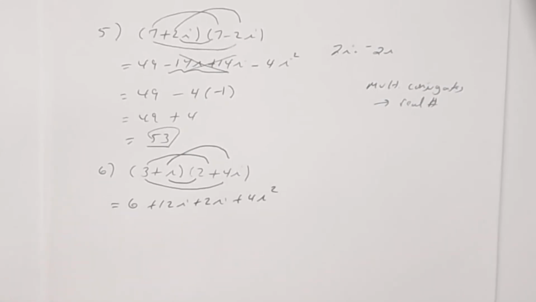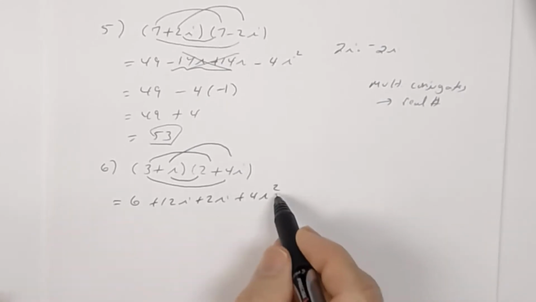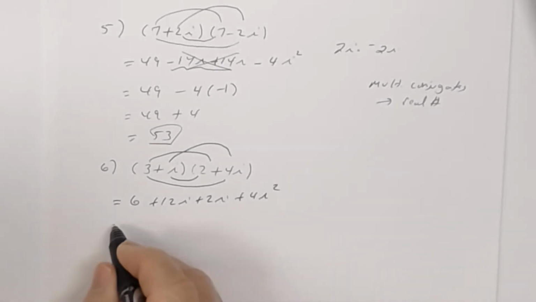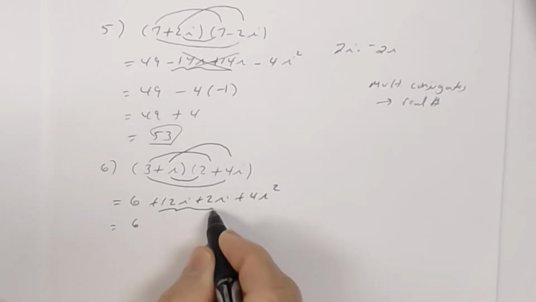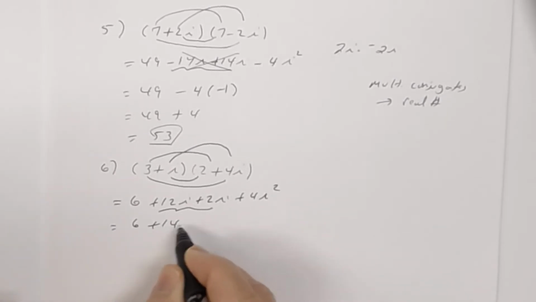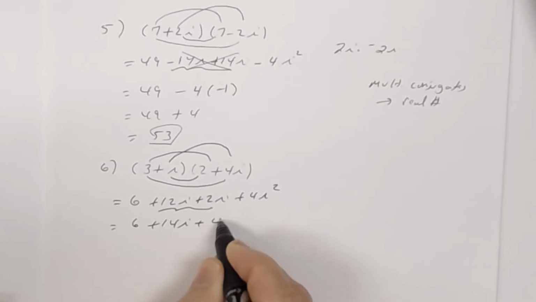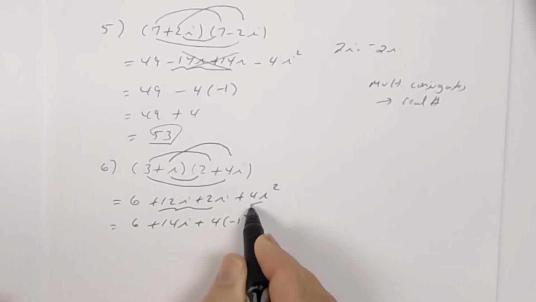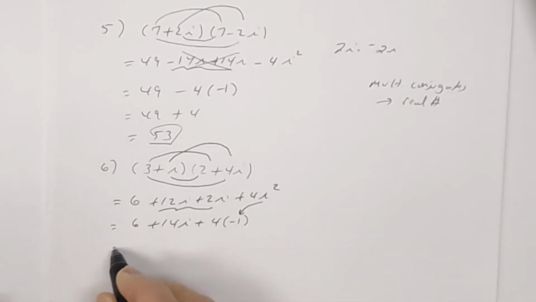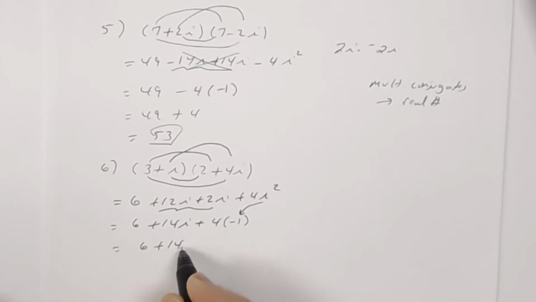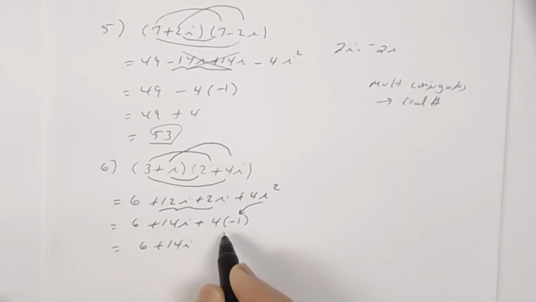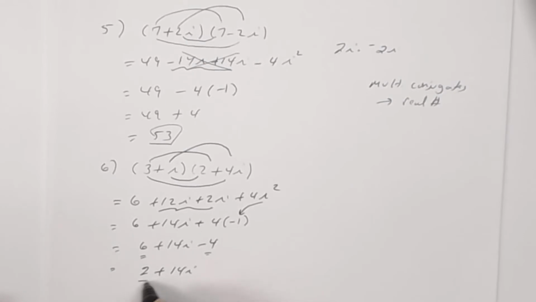Okay, so now let's go ahead and combine like terms and keep in mind that i squared is equal to negative 1. So we get 6. 12i plus 2i is 14i. Plus, and then 4 times negative 1, because remember, i squared is equal to negative 1. So I get 6 plus 14i, a positive 4 times a negative 1 is a negative 4. And then combining 6 and negative 4 together, I'm going to get 2 plus 14i. So that's it. That's the answer to number 6.